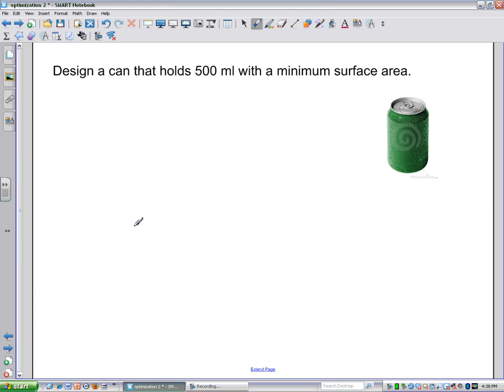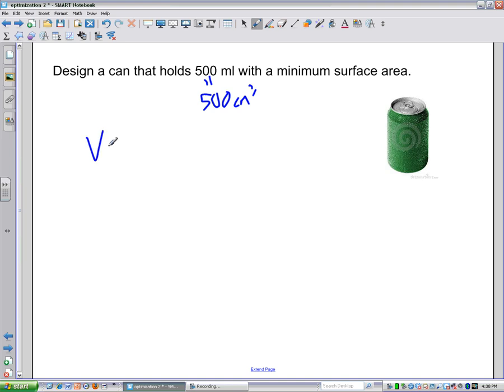It's a problem for you. I want you to design a can that holds 500 milliliters with a minimum surface area. So a half-liter can with a minimum surface area, which would mean it would have less metal in it, which would save us money theoretically, right? So a couple things to help you out. One is that 500 milliliters is the same as 500 cubic centimeters.